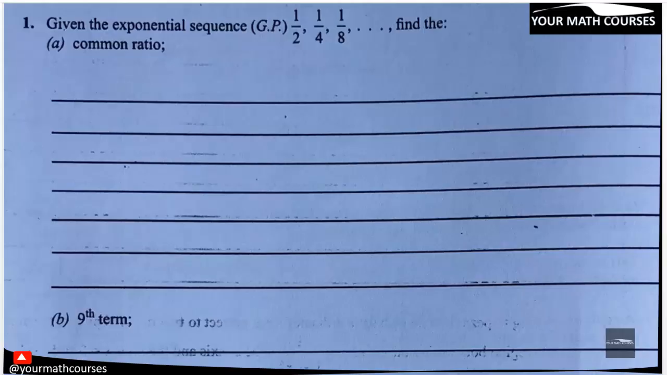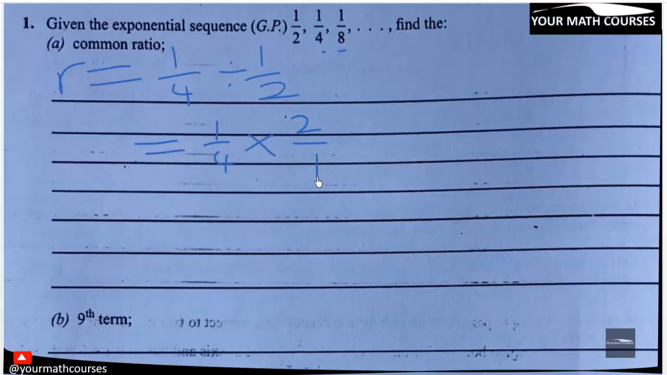So the common ratio is given by r is equal to 1 over 4 divided by 1 over 2. Someone can also do it as 1 over 8 divided by 1 over 4. So the common ratio will be equal to 1 over 4 times 2 over 1. 2 goes into itself, 1 goes into 4 2 times. Therefore, the common ratio is 1 over 2.